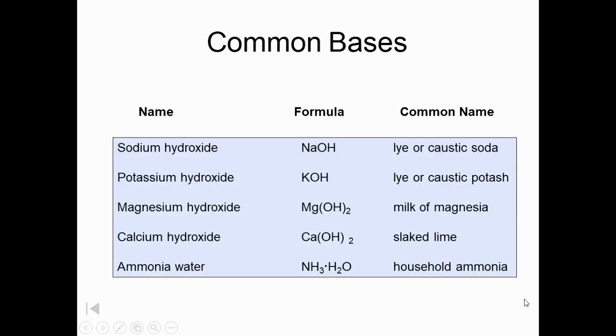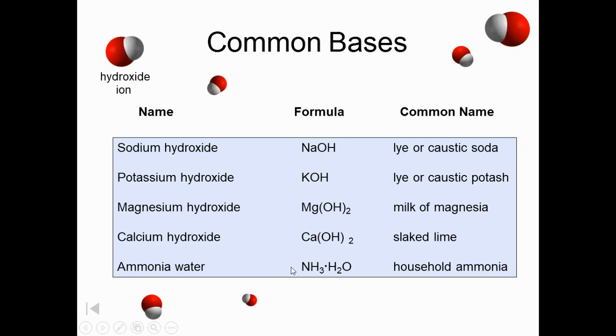Here are some common bases: sodium hydroxide, potassium hydroxide, magnesium hydroxide, calcium hydroxide. Are you seeing a pattern here? Bases oftentimes end with the name hydroxide. Now the last one says ammonia water, but really ammonia water is ammonia gas dissolved in water, and we would call that something else. It would actually be ammonium hydroxide. So a hydroxide is an OH⁻ ion. Now when we look at these, all of them have that hydroxide.